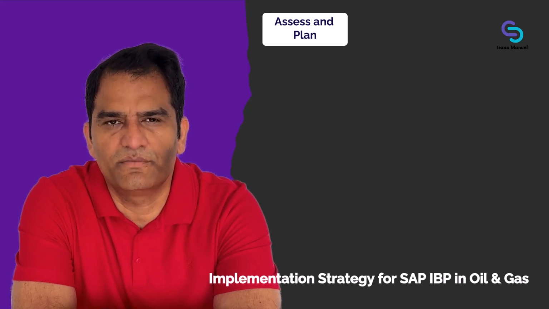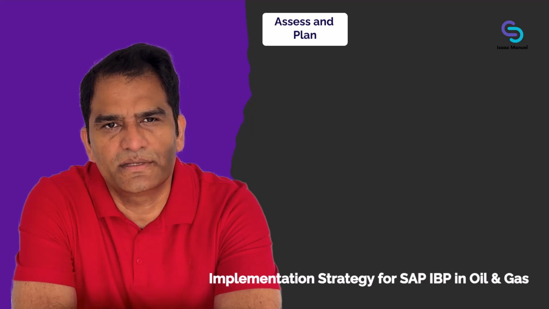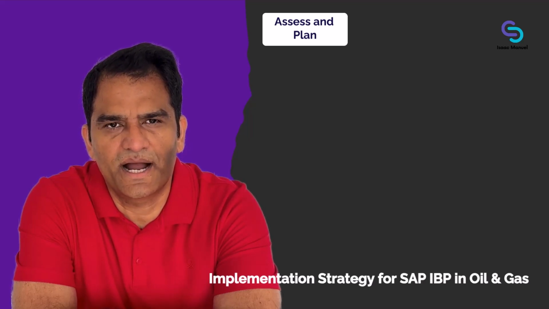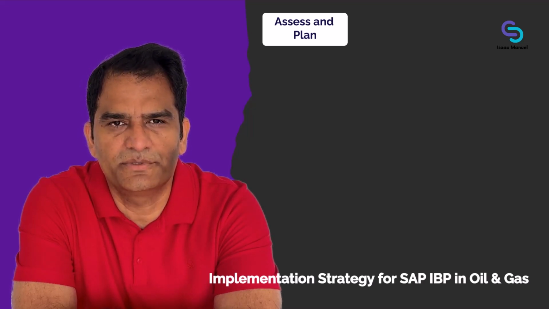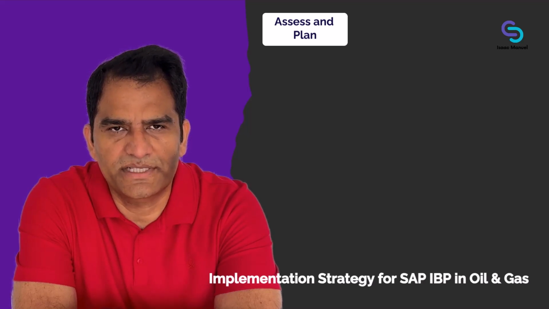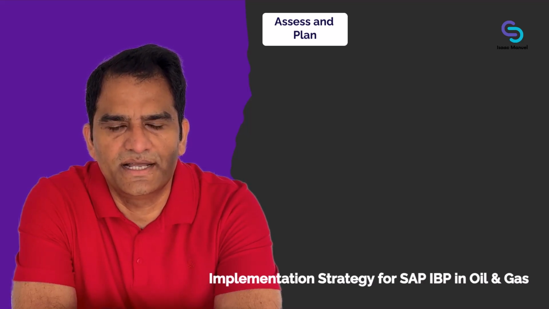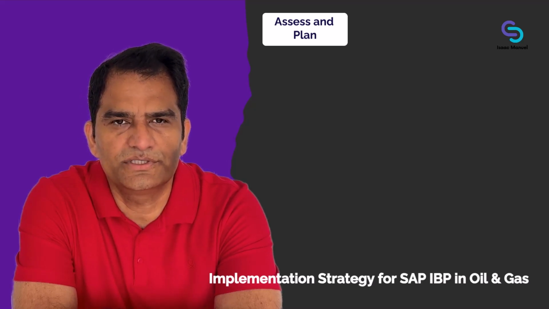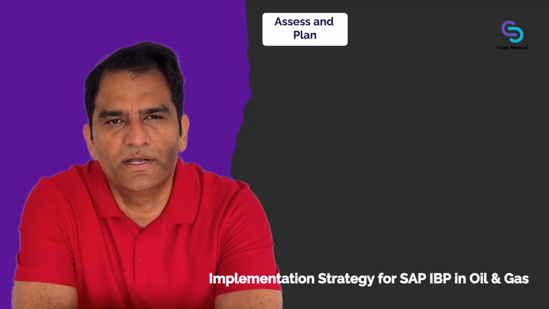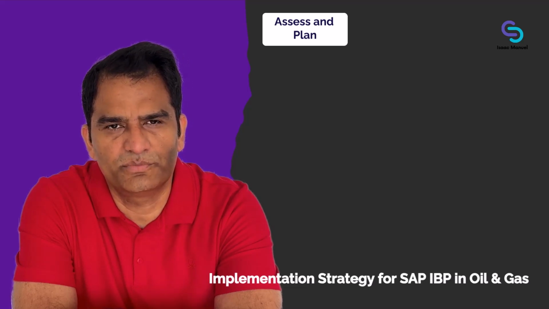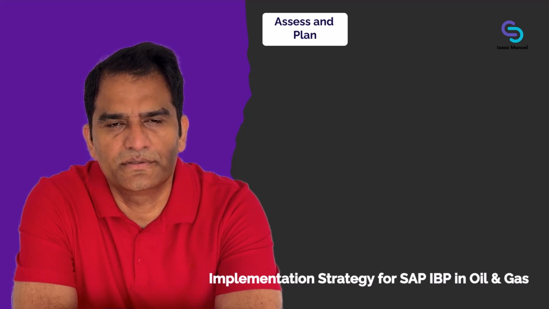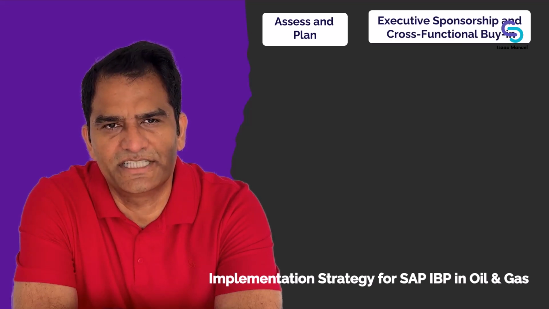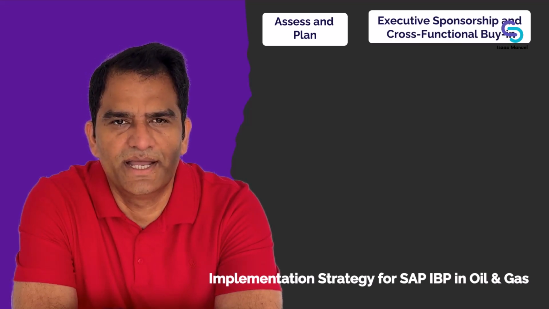Begin with an assessment of current planning processes, systems, and pain points. Identify high-value use cases where IBP can quickly add value. For example, improving demand forecasting accuracy for refined products or optimizing the supply plan to reduce costly emergency spot purchases of oil or gas. Establish clear objectives, KPIs like forecast error reduction, inventory turn improvement, or increased plan adherence to guide the project.